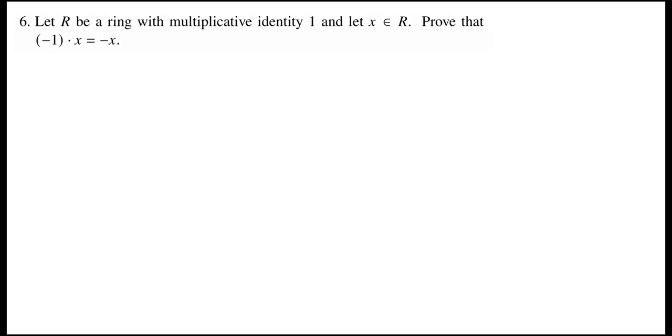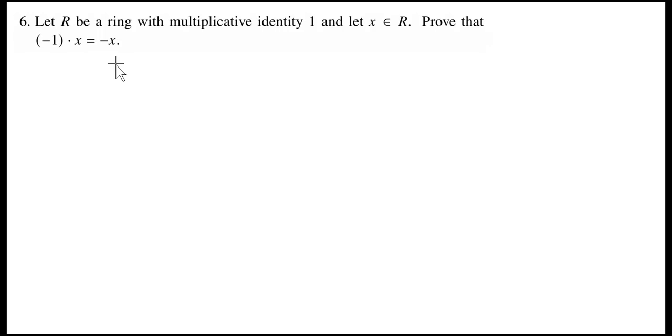Good morning, everybody. This is our video solution to problem 6 from Superquiz 3. In this problem, we're going to prove a very fundamental property of rings with a multiplicative identity, namely that if you take the additive inverse of the multiplicative identity and you multiply that by any other ring element, the result will be the additive inverse of that ring element. So stated more succinctly, -1 times x is equal to -x, where x is some element in your ring.